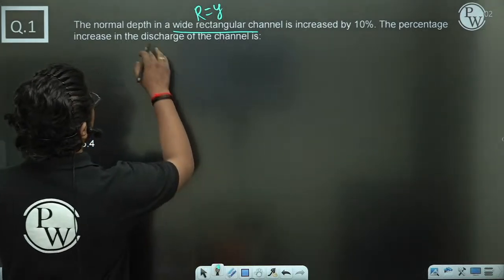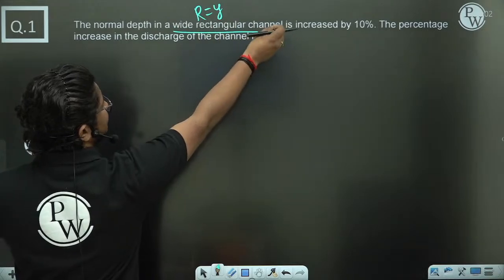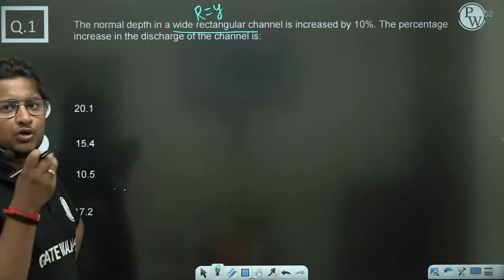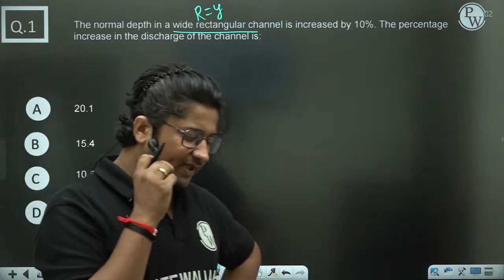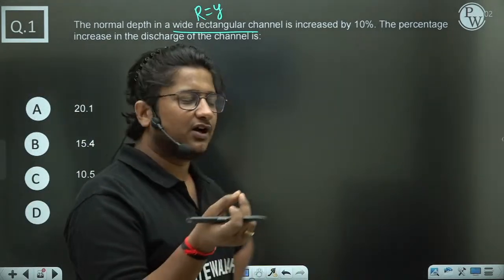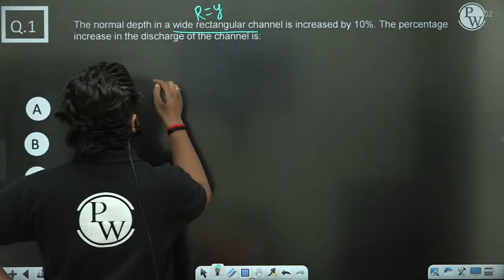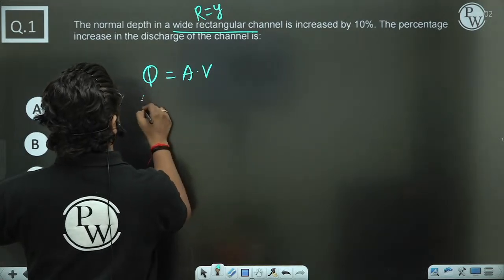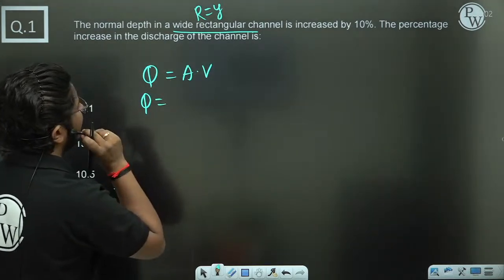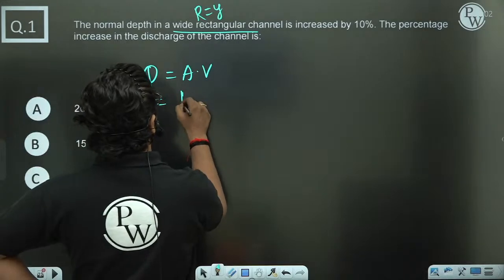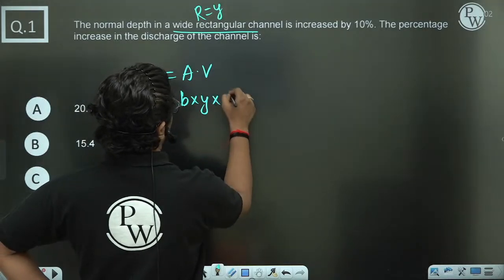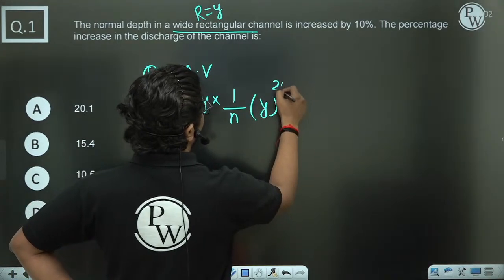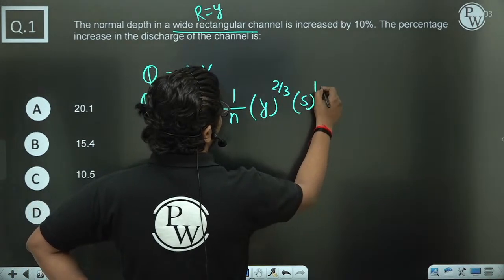Now what they are telling: normal depth in a wide rectangular channel is increased by 10%. The percentage increase in discharge of the channel is? So ultimately, if you are able to make a relation between discharge and the normal depth, then your problem will be solved. Q equal to area into velocity. Area will be B into Y. Velocity will be 1 upon N, in place of R I am writing Y, to the power 2 by 3, S to the power 1 by 2.